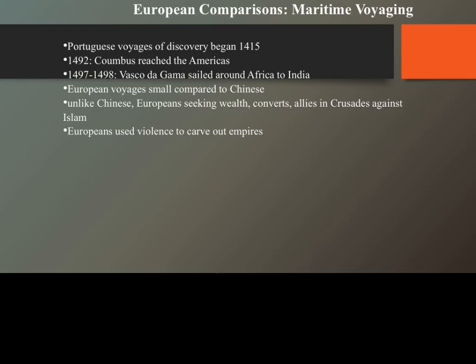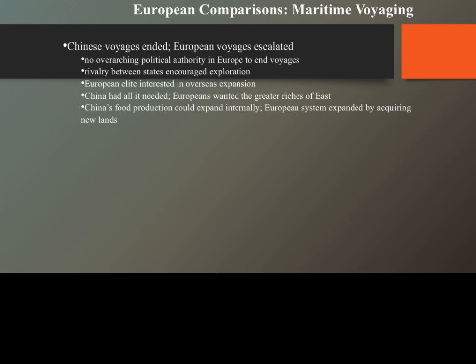But unlike the Chinese, the Europeans were seeking wealth, converts, allies, especially in their crusades against Islam. And the Europeans used violence to carve out their empires, which is very different than the purpose of those voyages conducted by the Chinese. But as the Chinese voyages ended, the European voyages escalated.